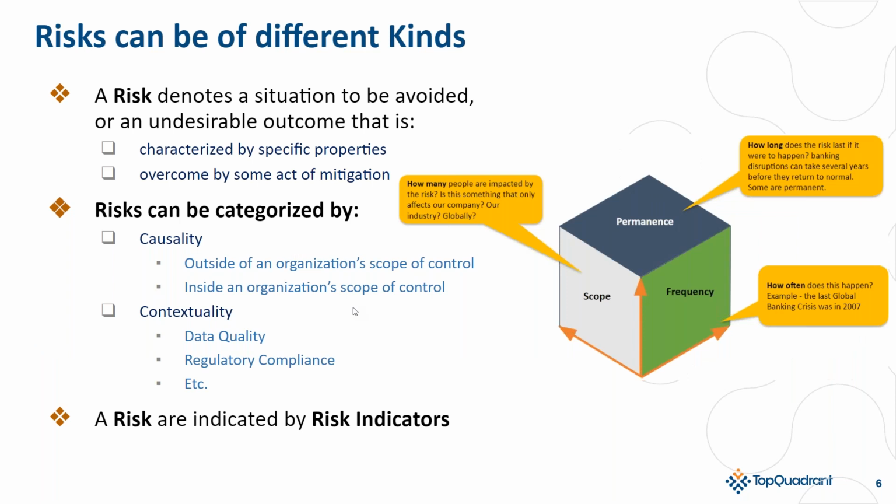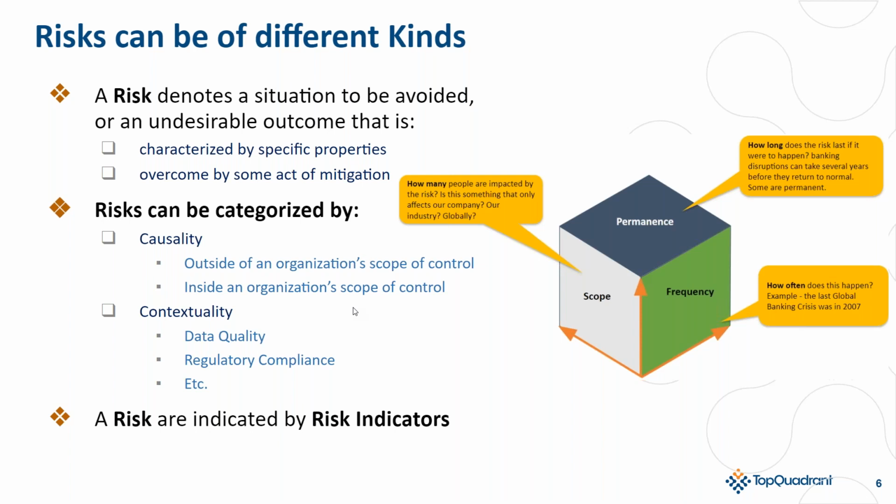Obviously, there are different types of risks within an organization, but in general, a risk is an action or a situation that companies wish to avoid as they have undesirable outcomes. These share similar characteristics in terms of scope, frequency, and permanence. They also have causality and contextuality. Each one of these risks is indicated by one or a series of risk indicators, which could be applied, as Ralph mentioned, to multiple different types of risks within your organization.